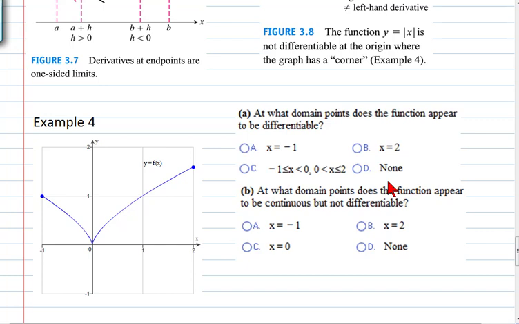If the function is differentiable, that means the left-hand limit's got to equal the right-hand limit, and that happens over this range. But right here at 0, we have a sharp corner or a cusp. The derivative will not exist right there. The derivative does not exist at x equals 0. Let's do this. F prime of x does not exist at x equals 0, but it exists everywhere else. At what domain points does the function appear to be continuous but not differentiable? I guess I kind of answered that before I read the question.